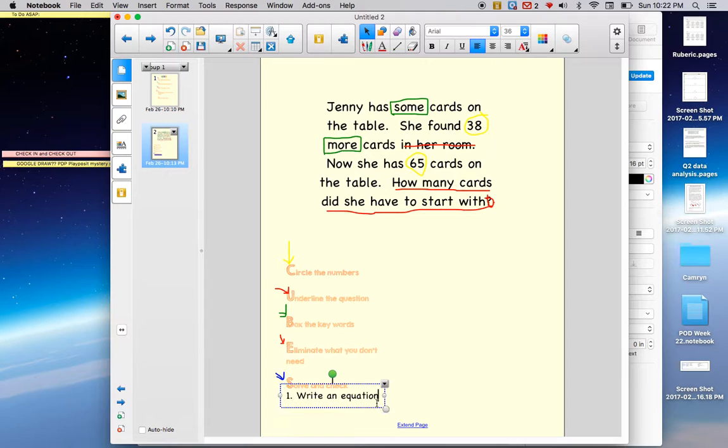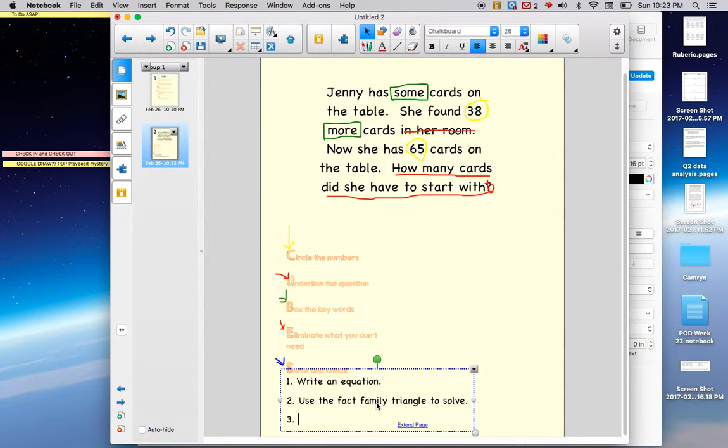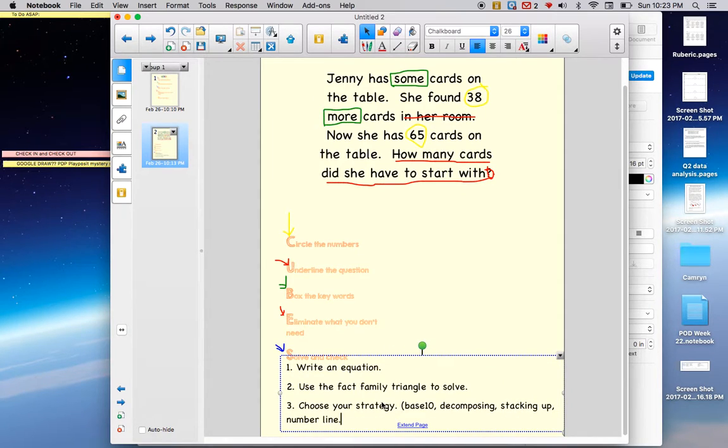Write an equation will be our first one. And then use the fact family triangle to solve. And then third one, choose your strategy. Usually, if you can remember, strategies were base 10, decomposing, stacking up, or number line. So those are our strategies to solve. And they'll be the same when we have to subtract too.